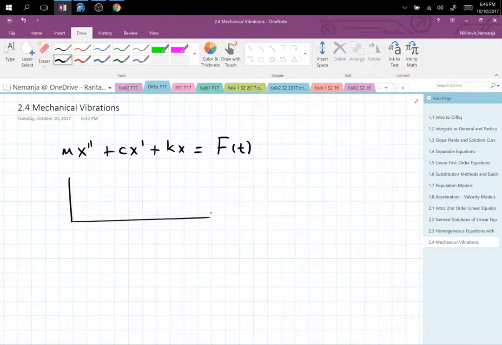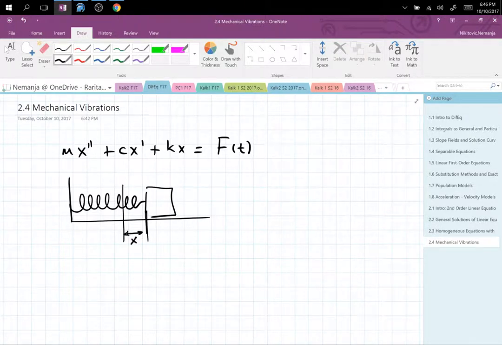So the graphic looks like this. You have some object that is connected to the spring. Let's say this is where the equilibrium is. This is the offset part. So this distance here is x, and it's clearly dependent on time, because at, I don't know, 1 o'clock it's there, at 2 o'clock it's there, and so on. So it changes.